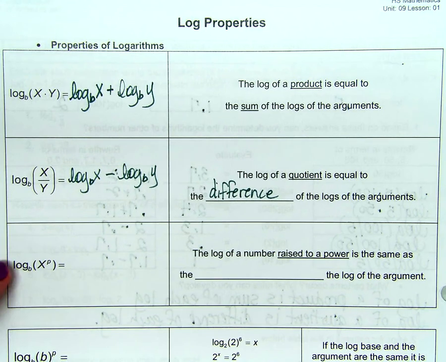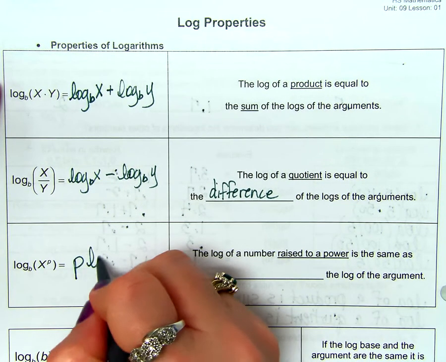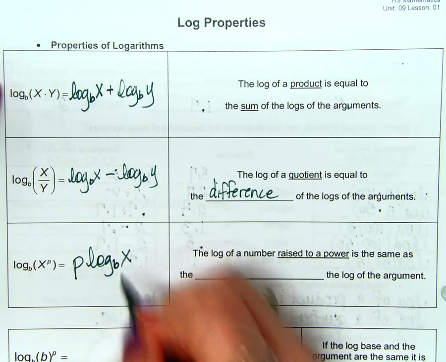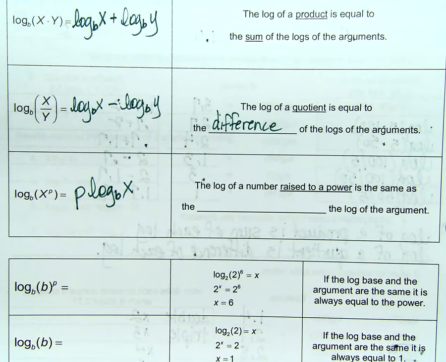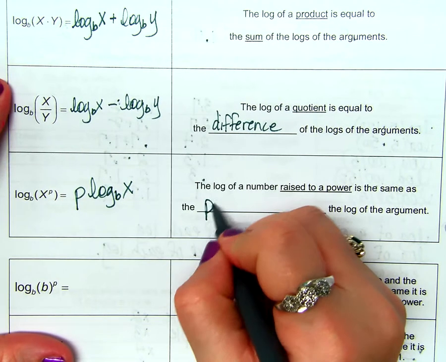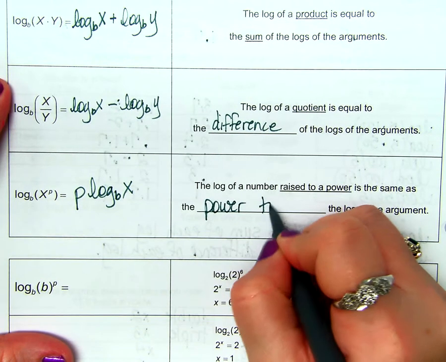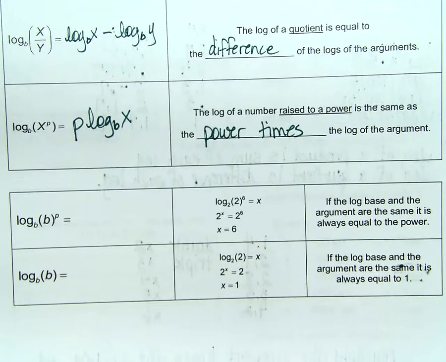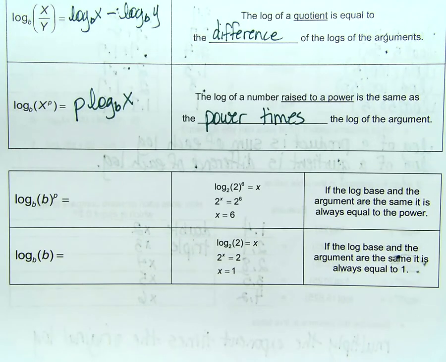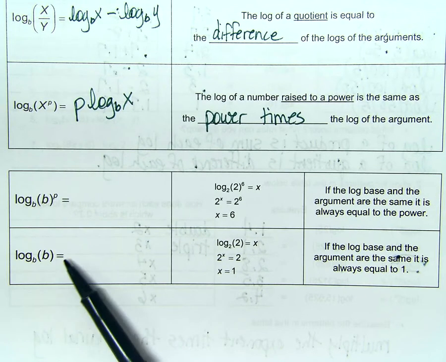What about this last one? P log base b of x. The log of a number raised to a power is the same as the power times the log of the argument. Now, these last two properties are special rules, and I would actually like to talk about this bottom one first.